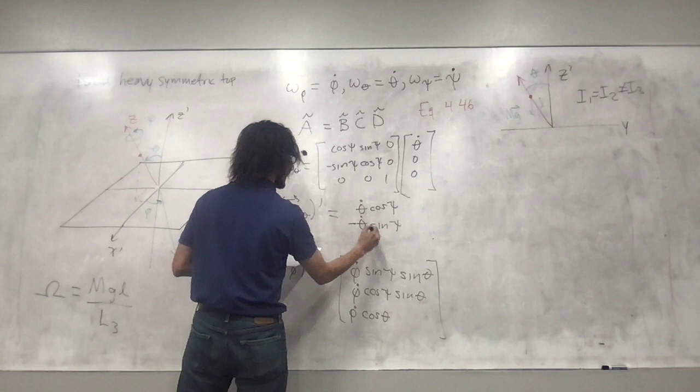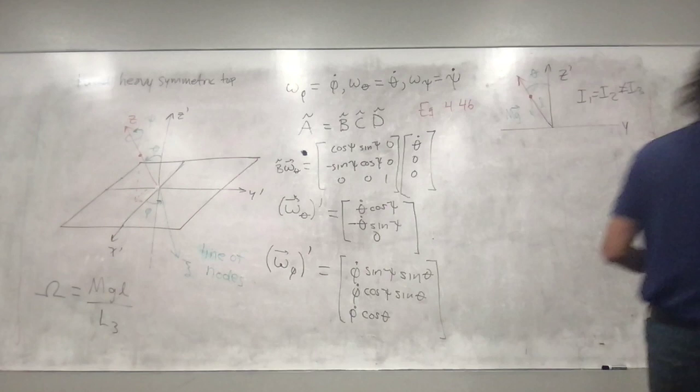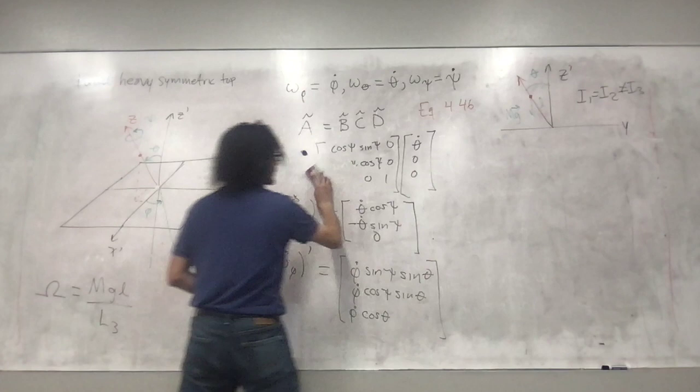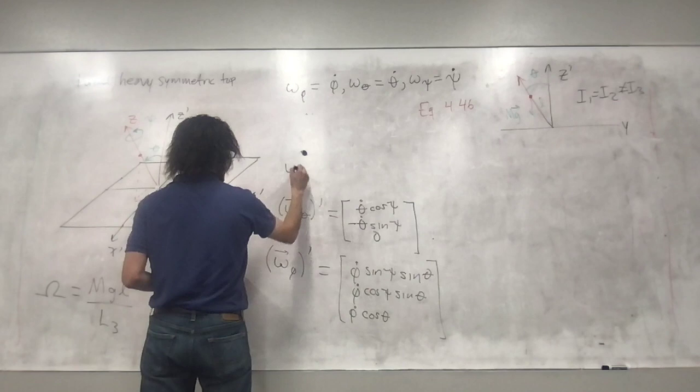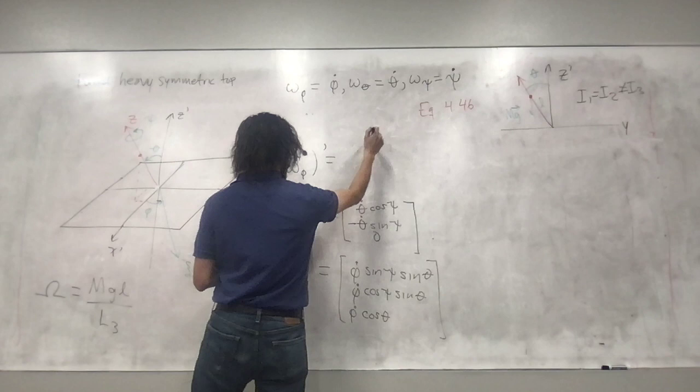And the last one, the psi one, you don't have to do anything. It's already aligned with the z-axis once you go back. So that one is 0, 0, psi dot.